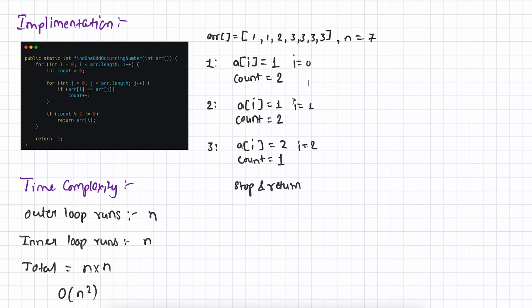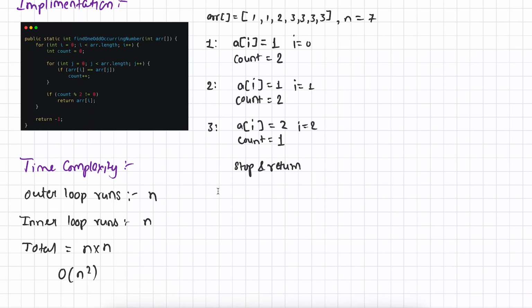In the next iteration our i becomes 1. The next element is again 1, so again we count the number of occurrences of 1, and we get 2. This is an even number, so we simply continue to the next iteration. In the third iteration, the value of i becomes 2, and the value of a[2] is 2. We count the number of occurrences of 2 in this array, and this time we get a count of 1. This 1 is an odd number, so we hit this condition and simply return the element 2. So 2 is the odd occurring element in this array.